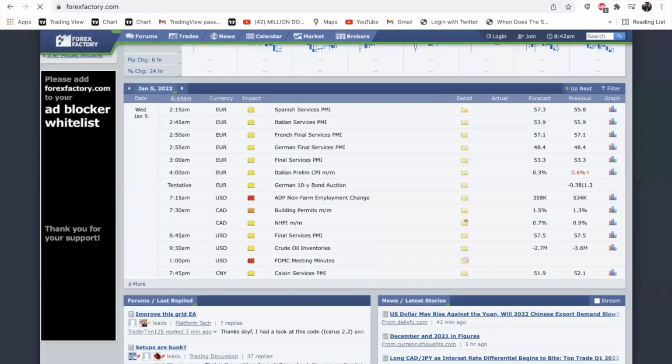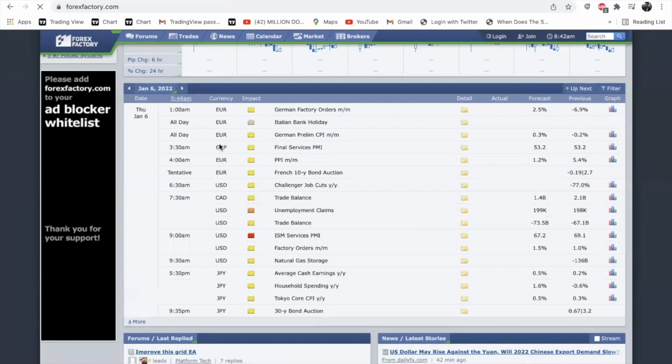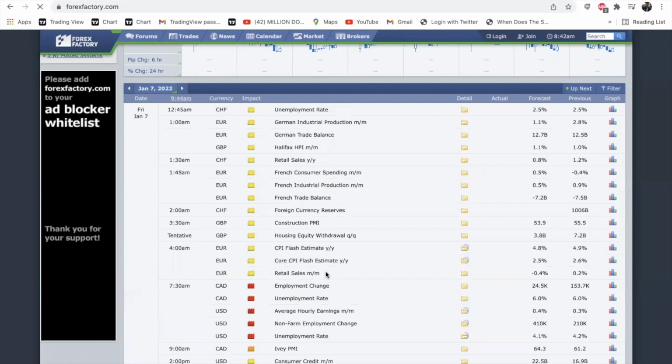Let's start with the fundamentals. This is NFP week. It's the first full week of January of 2022. So when we look at this Wednesday, we have non-farm employment change, FOMC meeting minutes. So we should have some volume coming in, especially into the dollar, some of these majors. And then Friday, of course, is NFP.